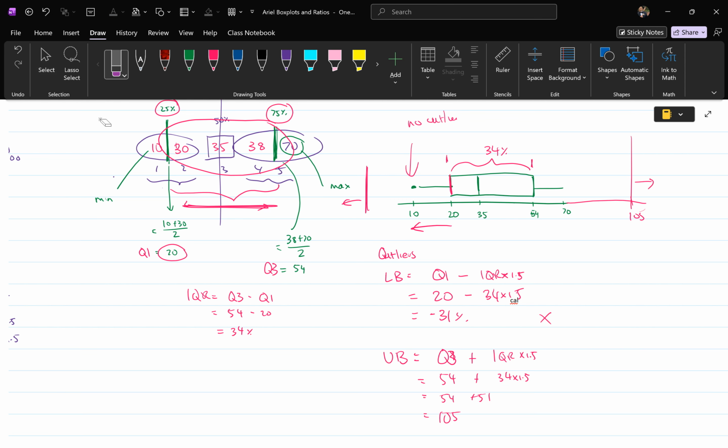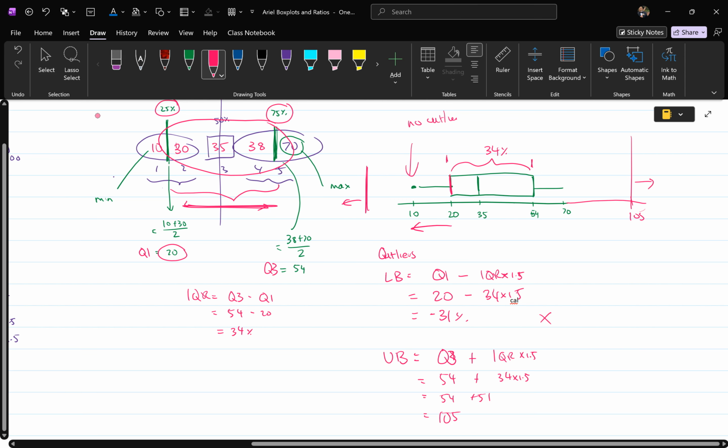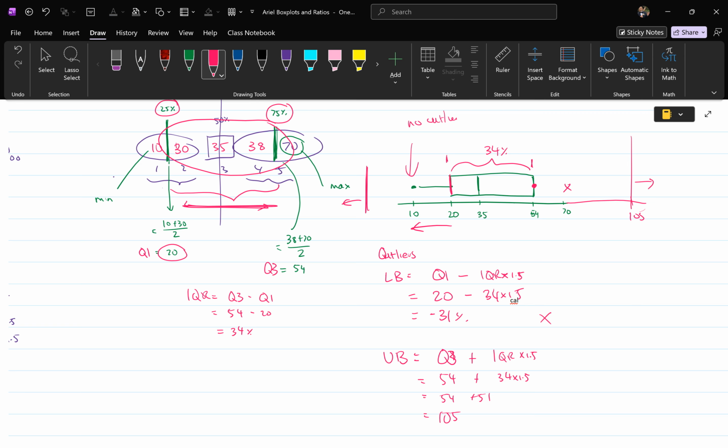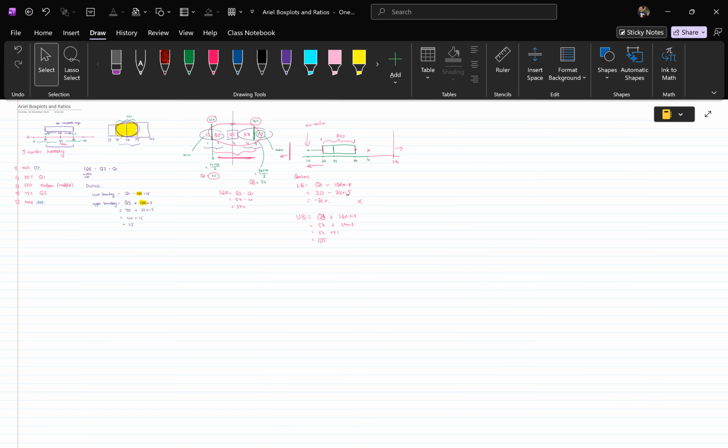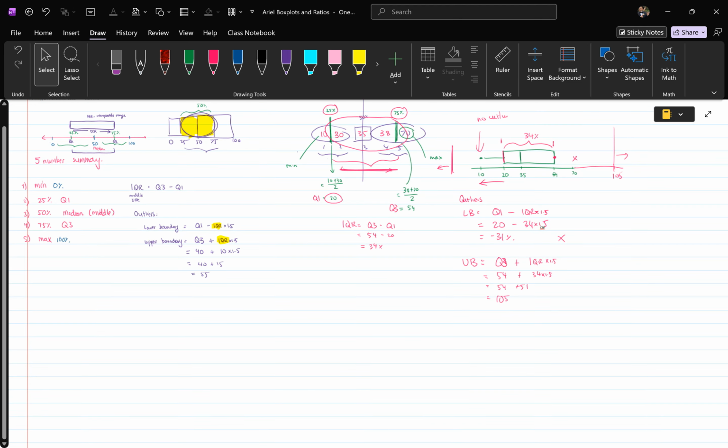So for example, if 70 was an outlier, you put a cross. And then the next number that you have, that's your new maximum. You put a dot there. Okay. But that summarizes all the skills that you need to know for box plots.